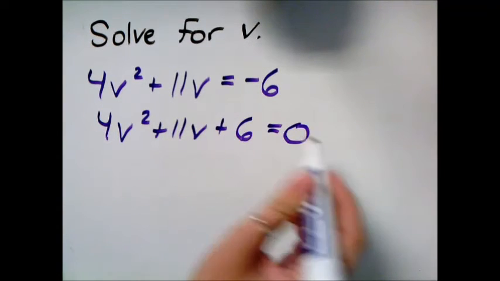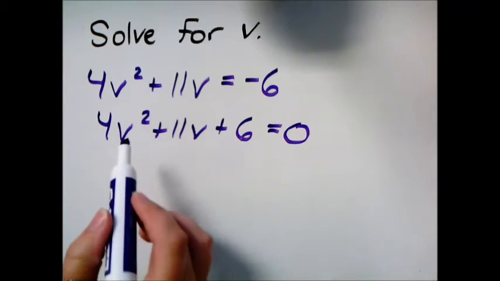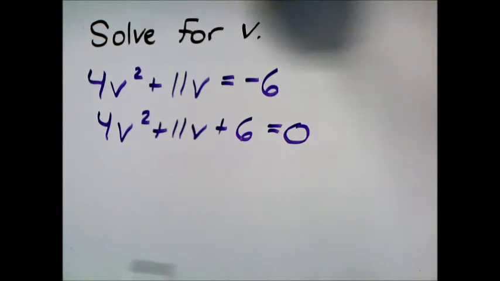So for factoring to work, I need it to be set equal to 0, because at the end I'm going to say, oh, I have two factors times each other equals 0. One of them has to be 0. Like if I multiply two numbers and the answer is 0, one of them is 0.